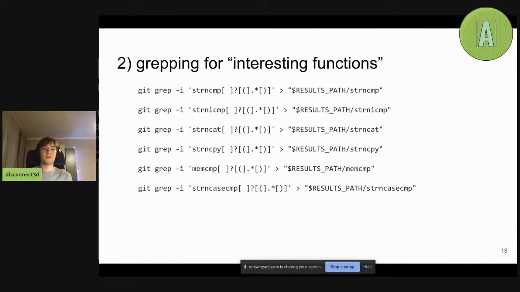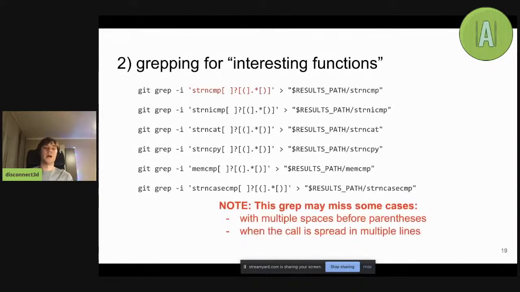I grabbed all those projects for those regular expressions, as you can see here. And obviously, this regular expression is not ideal because it will miss some cases. For example, when we will have a new line after strncmp and before the parenthesis, then we will miss this case. Another case we will miss is when there will be more than one white space here. I could use an asterisk instead of a question mark here, but I didn't. But basically, yeah.